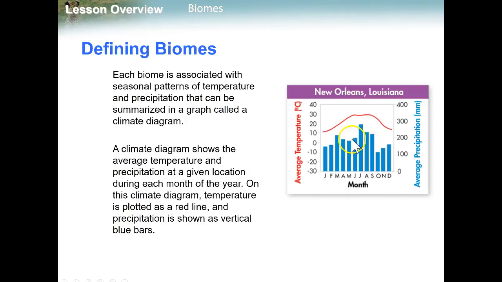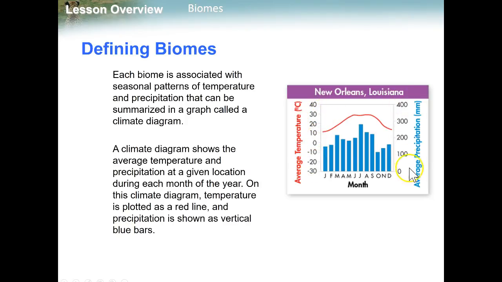So if we're taking a look at New Orleans, Louisiana, we can see in degrees Celsius over here what the average temperature is. And remember, 0 degrees Celsius is freezing. 100 degrees Celsius is boiling. I told you that 23 degrees Celsius is about room temperature, and 37 degrees Celsius is like body temperature, 98.6. Okay, to give you an idea.